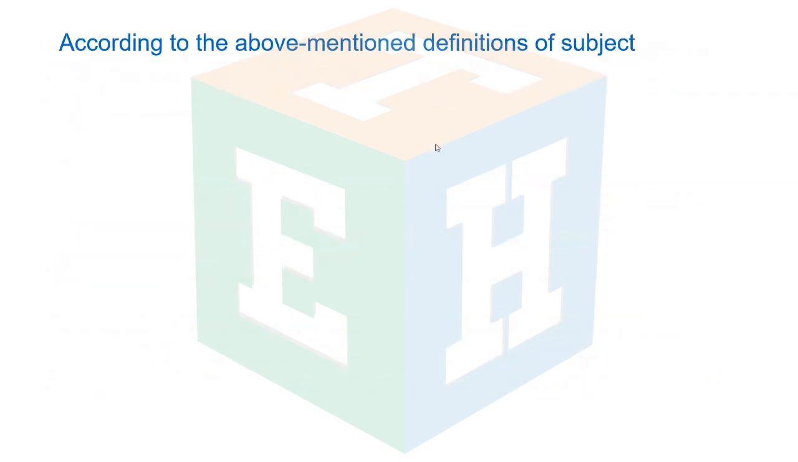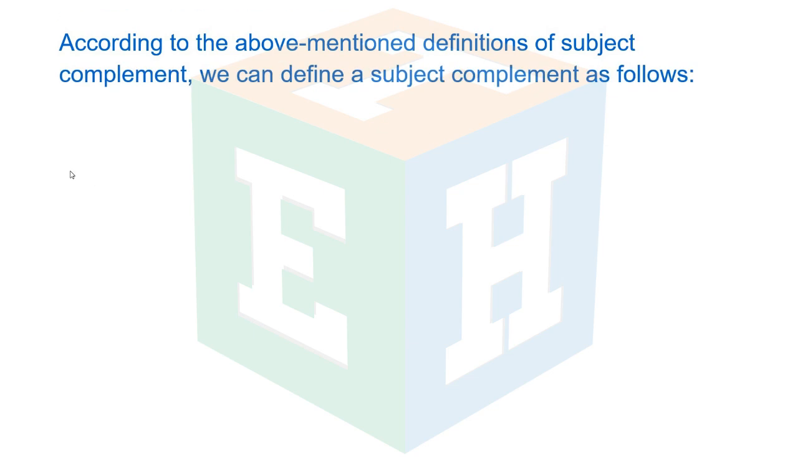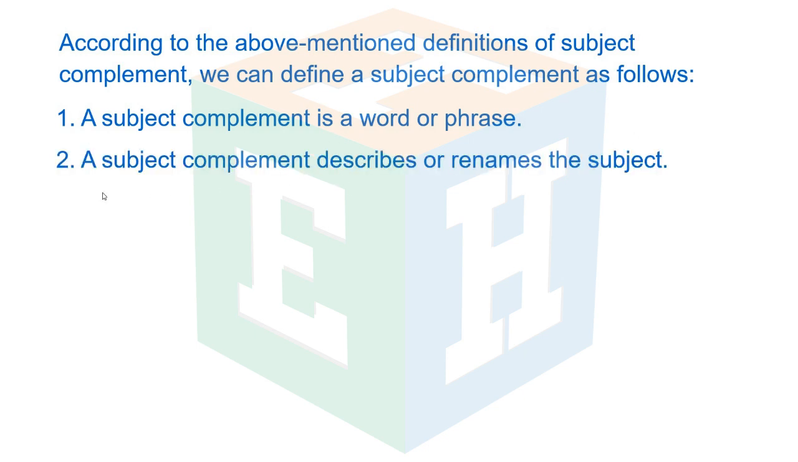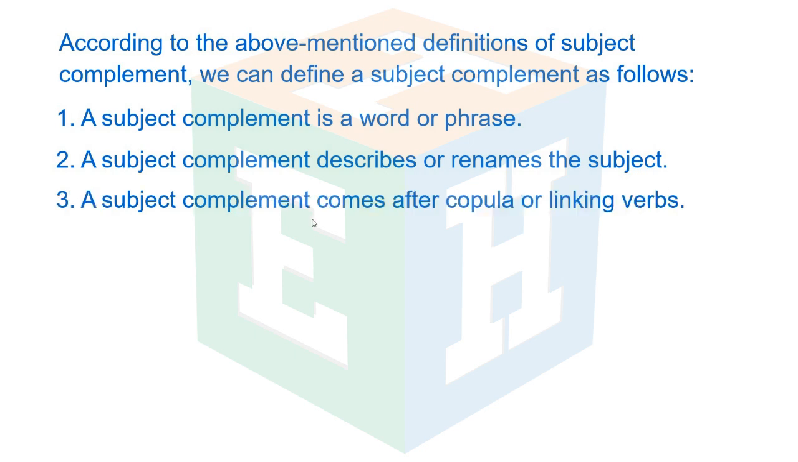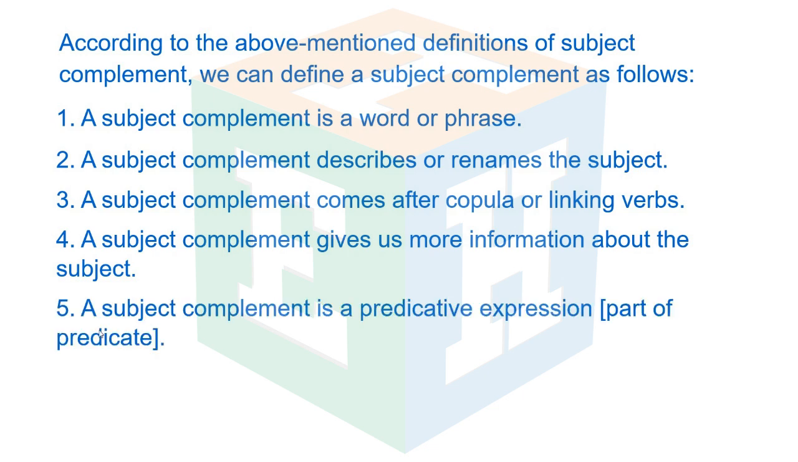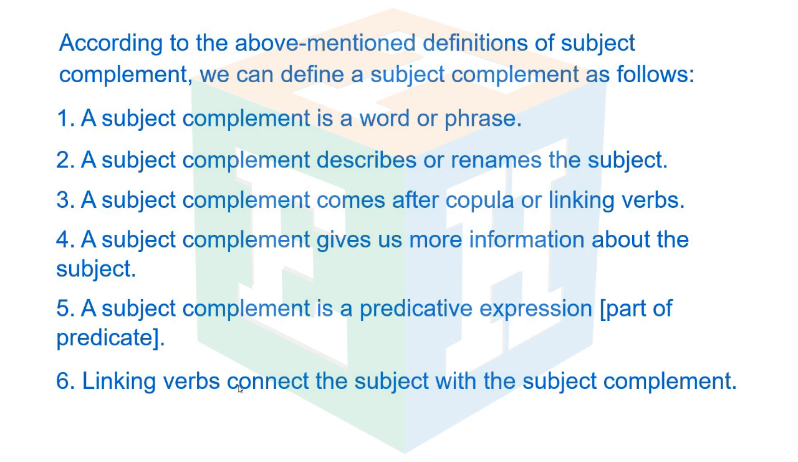According to the above-mentioned definitions of subject complement, we can define a subject complement as follows. Number 1, a subject complement is a word or phrase. Number 2, a subject complement describes or renames the subject. Number 3, a subject complement comes after copula or linking verbs. Number 4, a subject complement gives us more information about the subject. Number 5, a subject complement is a predicative expression, part of a predicate. Linking verbs connect the subject with the subject complement.